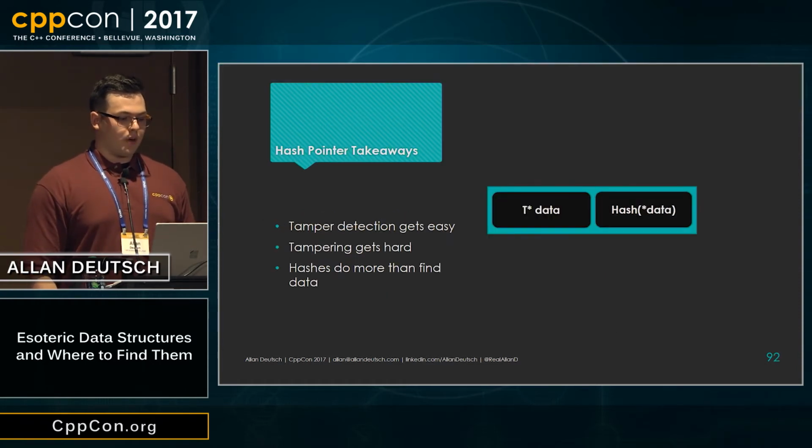So the takeaways from a hash pointer are that tamper detection gets really easy if you use them, because now a hacker has to do all of this work changing all of the data all over this structure, whereas you just have to follow it and see that all of the hashes work still. It also means that the hashes can be used for more than just finding data, but you can actually use them to make sure your data is unchanged as well. And so this can have practical applications in all sorts of other domains as well.